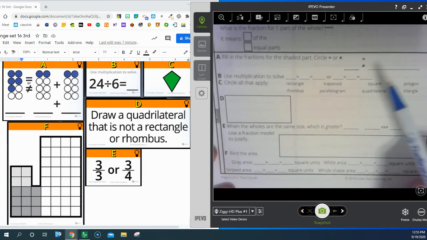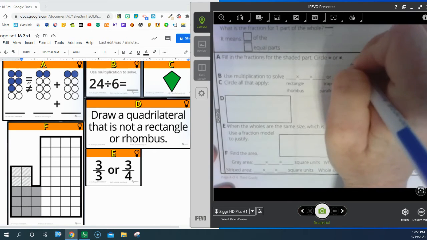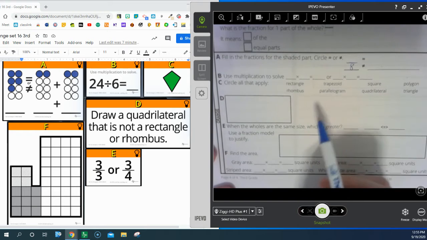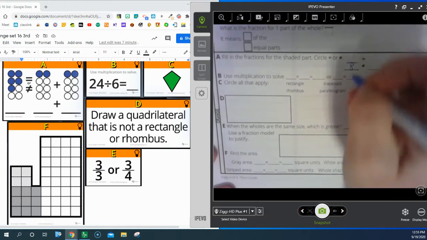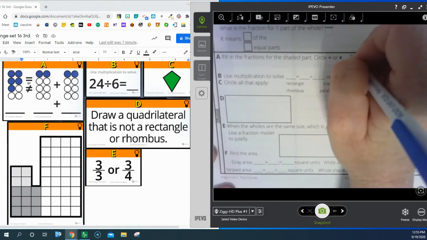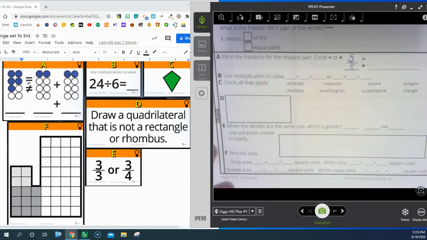So if we look at A, our very first fraction has a total of 8 parts. So 8 is our denominator. And there are 5 of the 8 parts circled in. So our first fraction is 5/8.